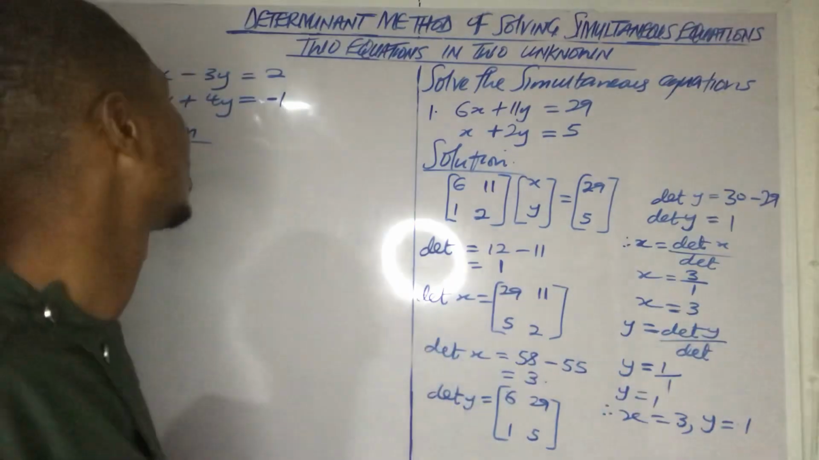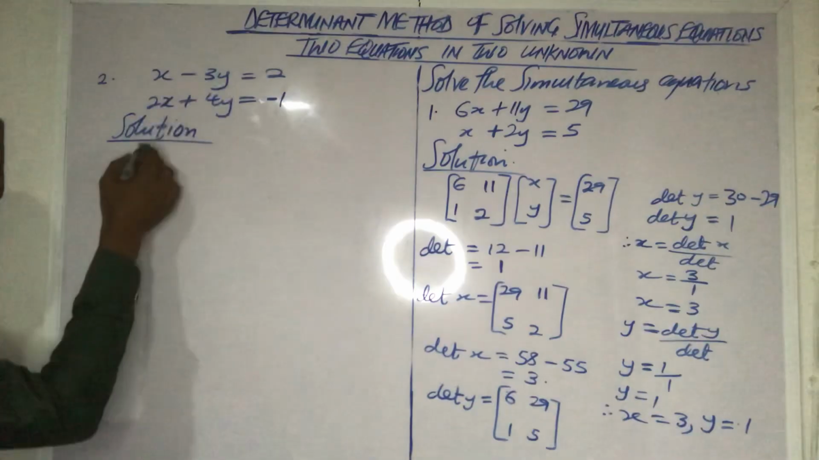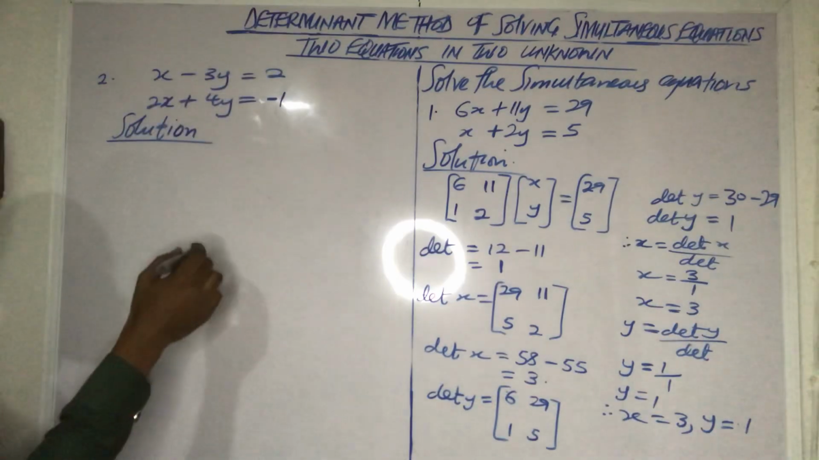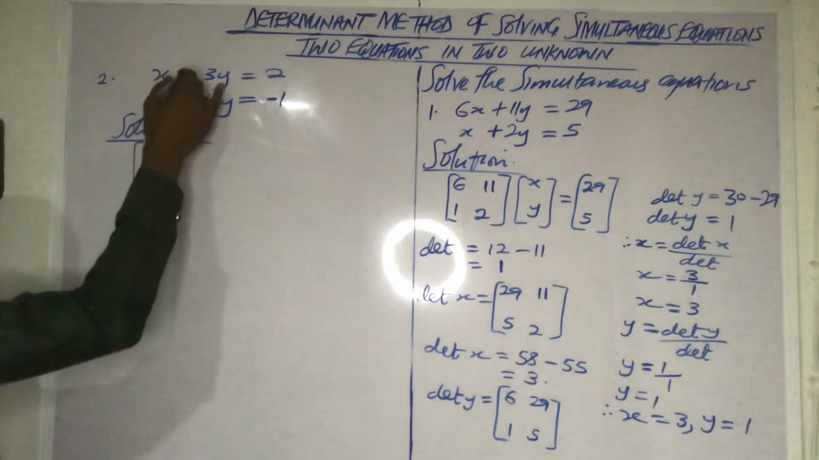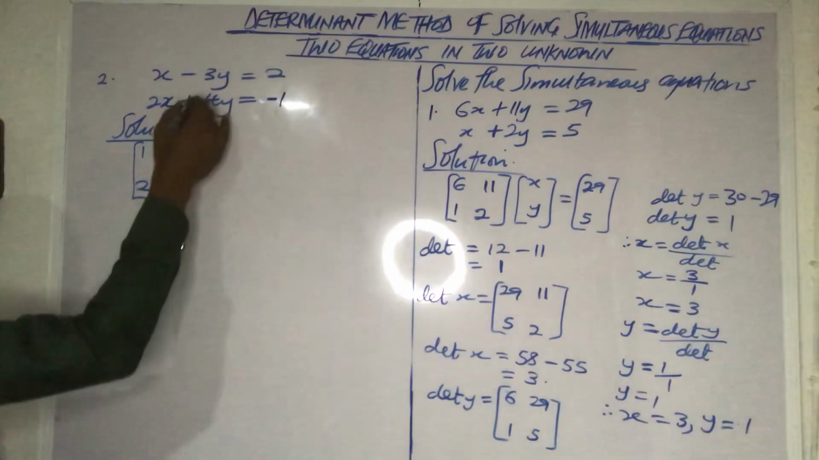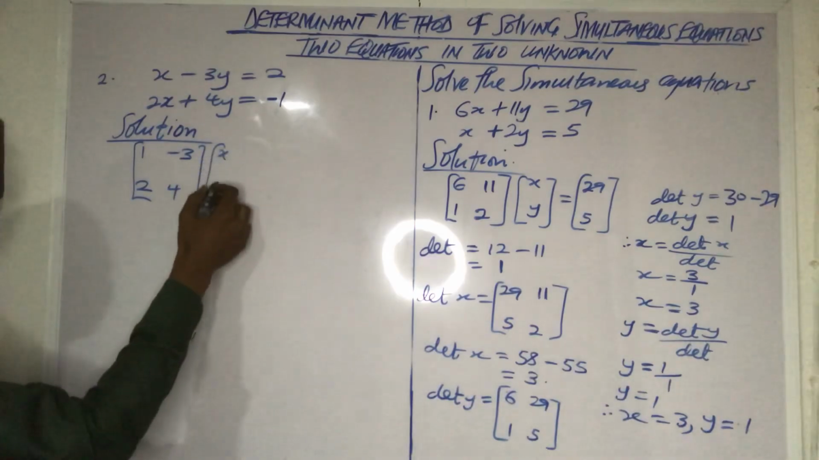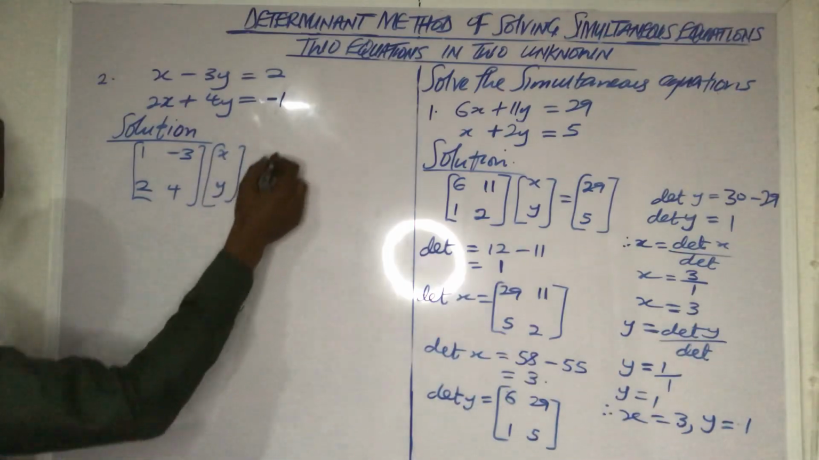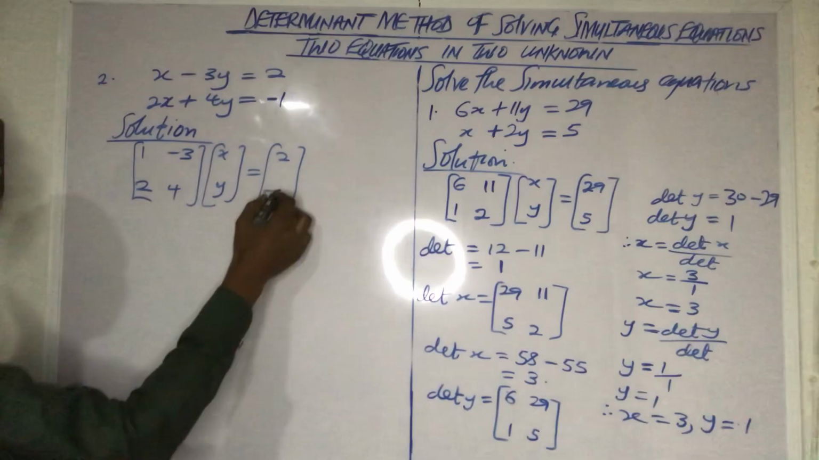Let's solve this second example also. So I'll first make the equation determinant first, like this. The coefficient of x here is 1, coefficient of y is 3. Coefficient of x here is 2, coefficient of y is 4. Then it should be equal to my x and y values. Then it should be equal to 2 and minus 1, the answers.